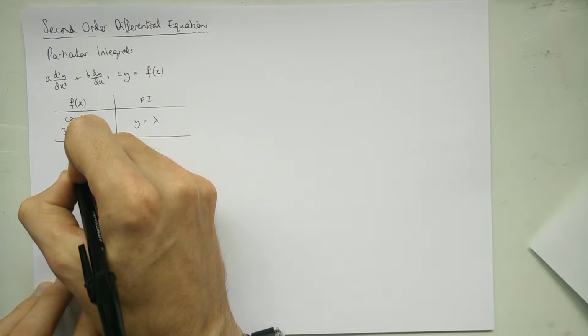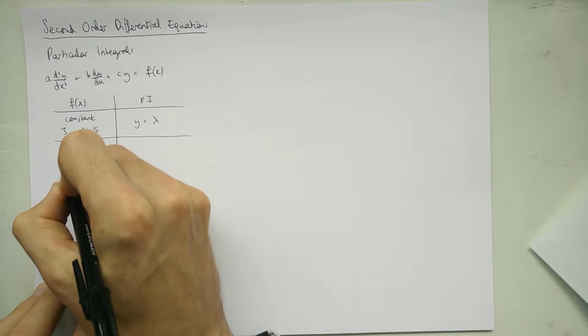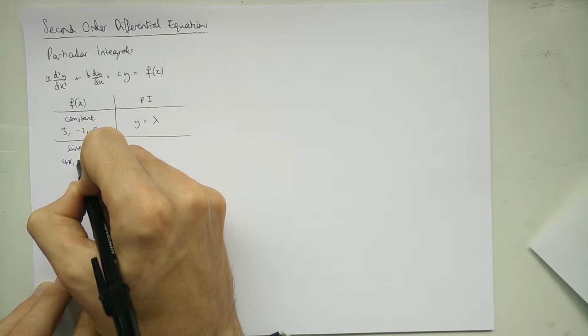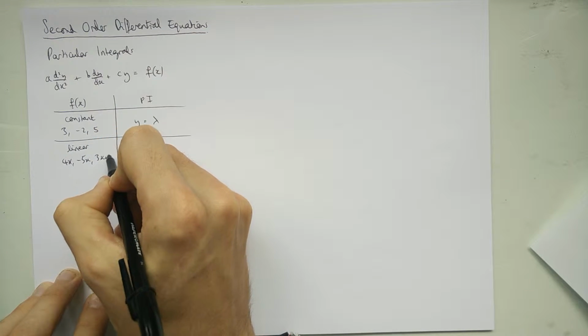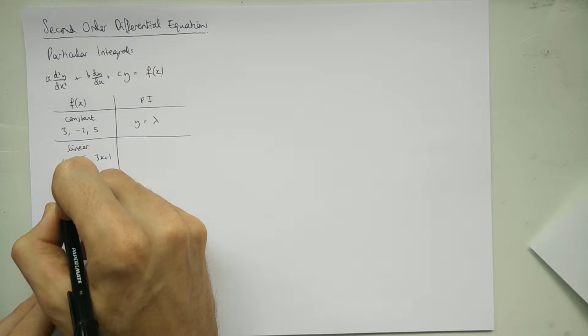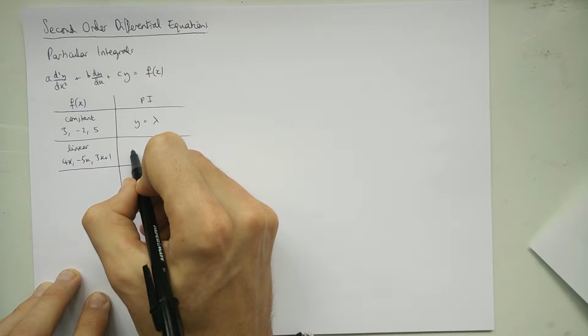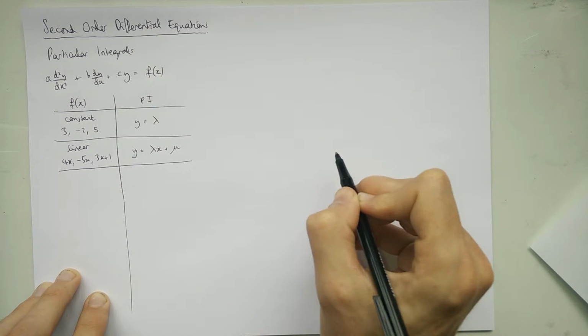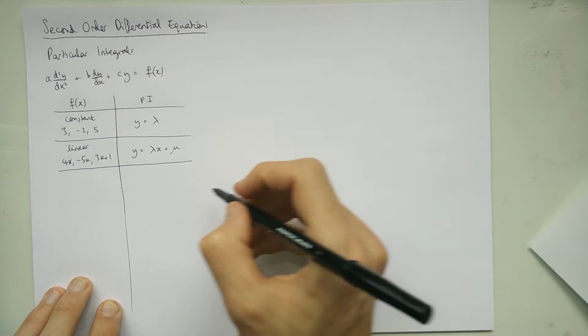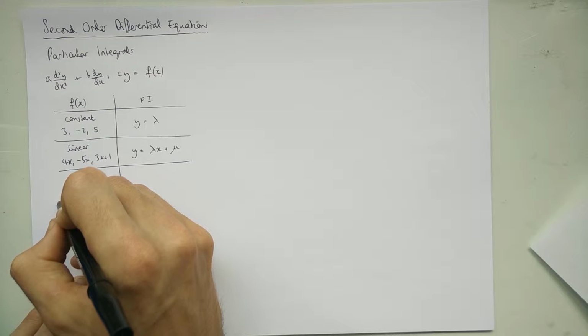What if the function of x happens to be linear? So like the 4x we saw last time, or maybe a 5 minus 5x, or maybe a 3x plus 1. It may have some constant terms. As long as the highest power is just an x, then it's still linear, and the particular integral is the same as we saw in the last video, y is equal to lambda x plus mu. Again, here we work out what lambda and mu are.